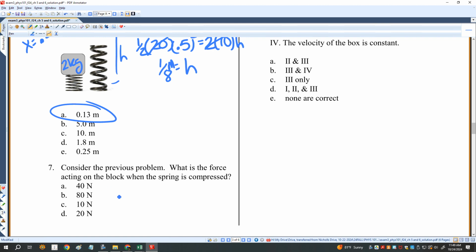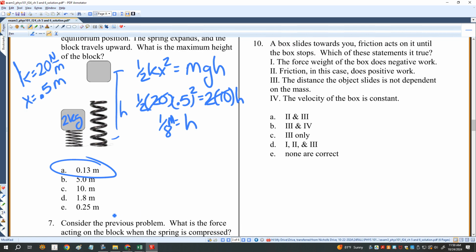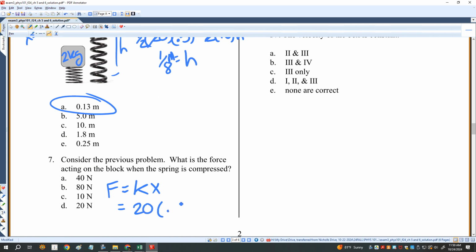Here, what is the force acting on the block? Well, F by Hooke's law is just K times X. K was 20 times X, which was 0.5. So C for number 7.